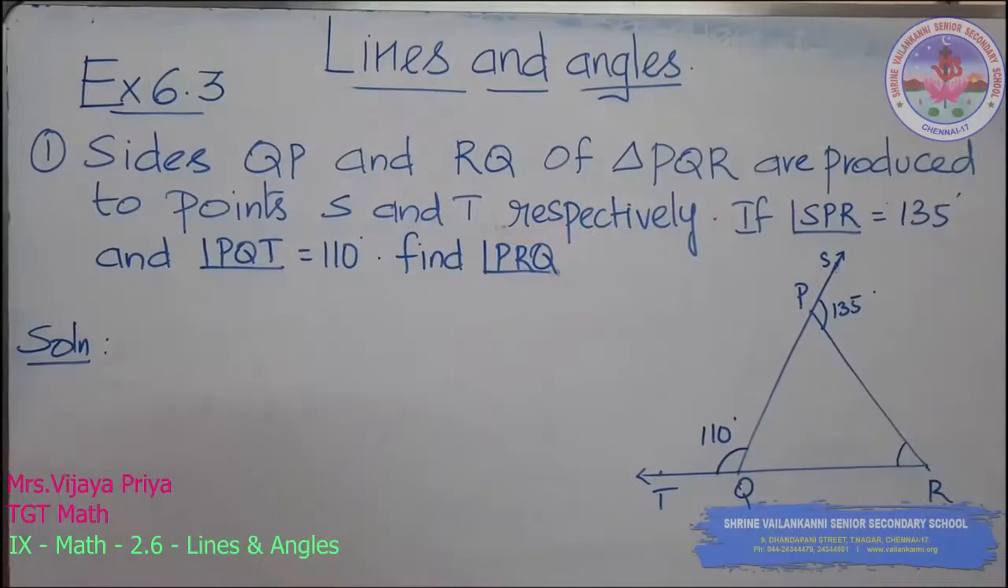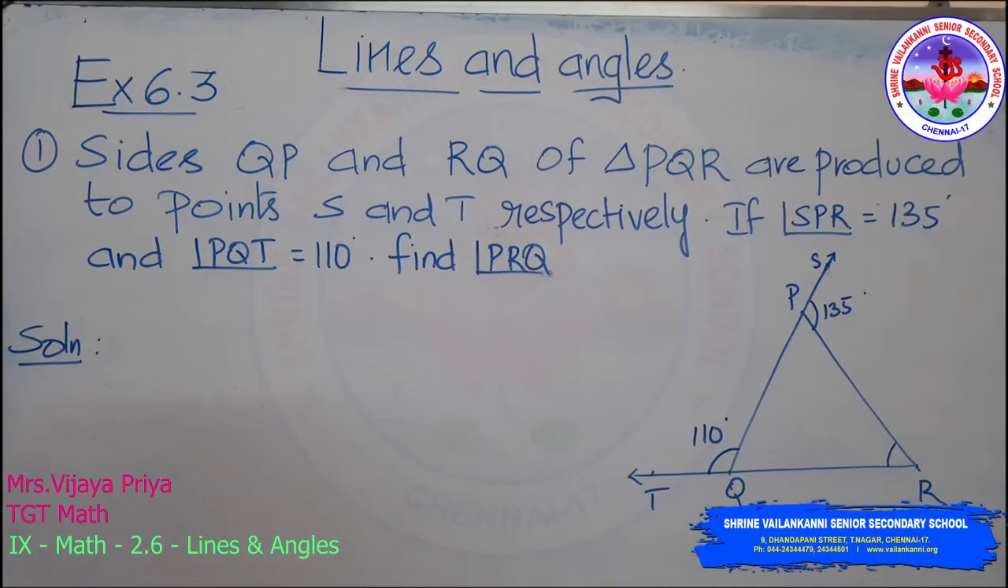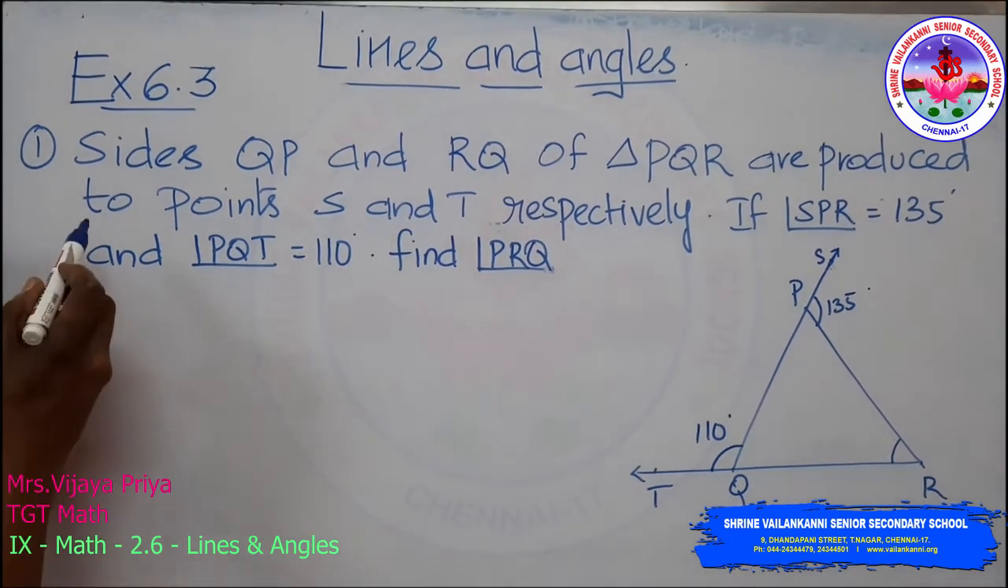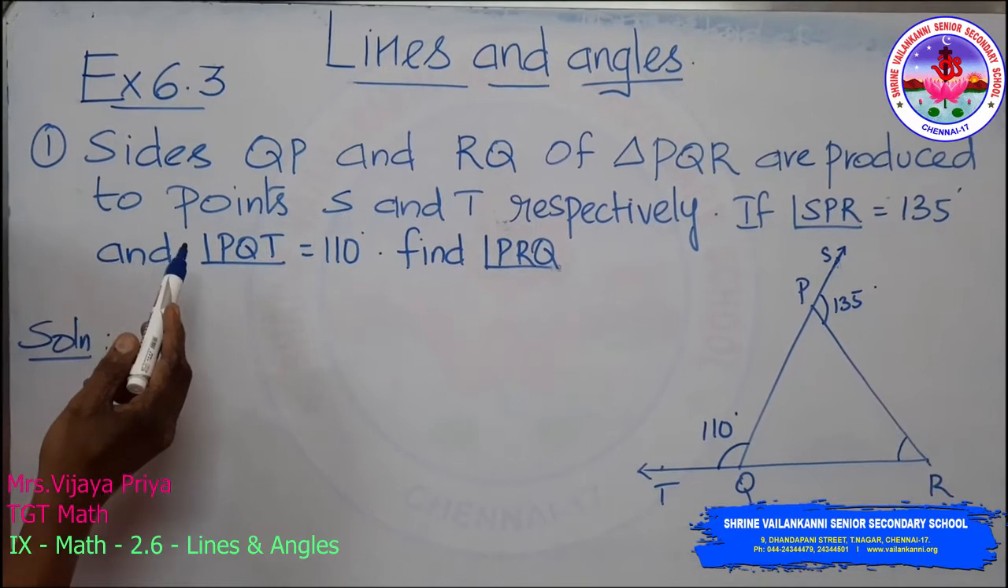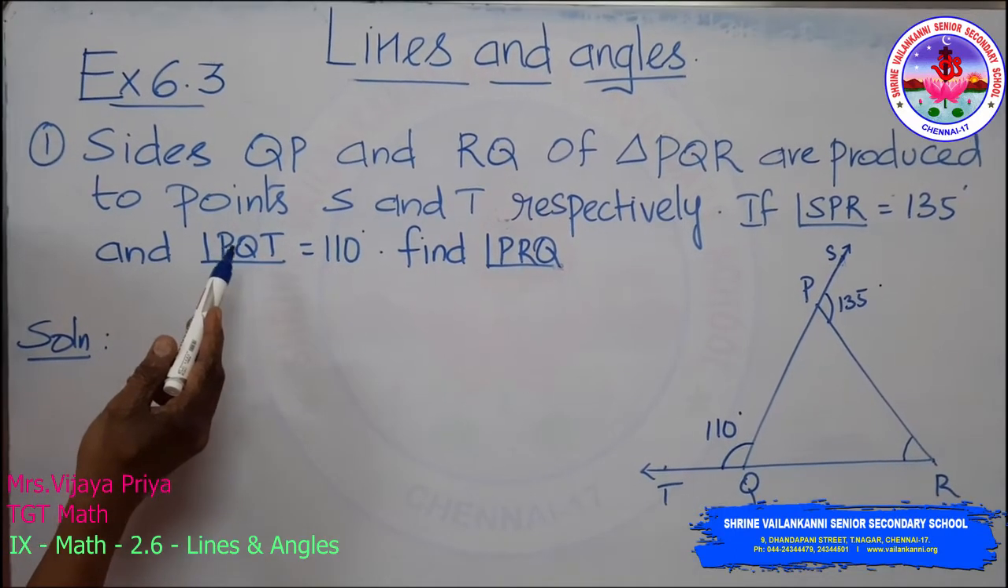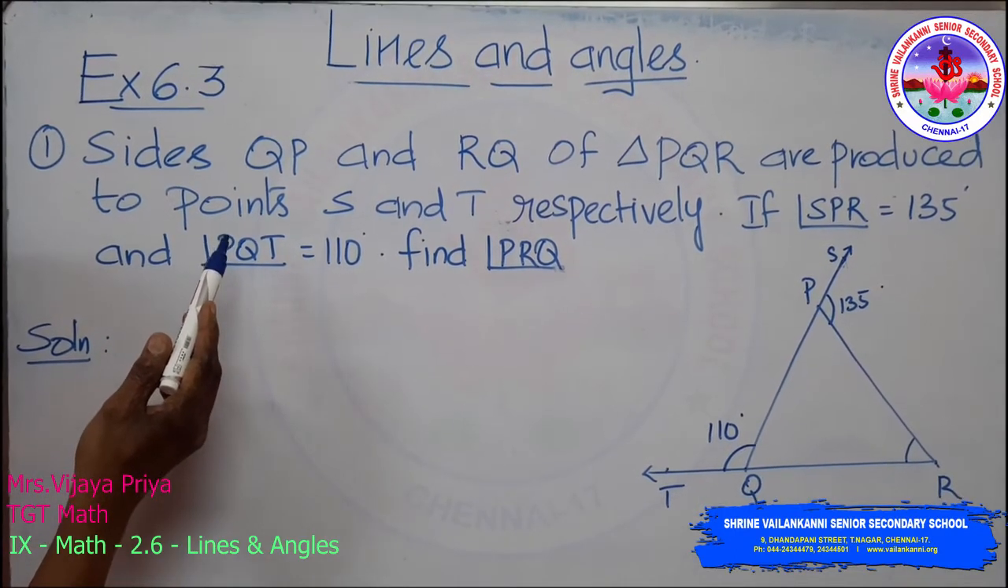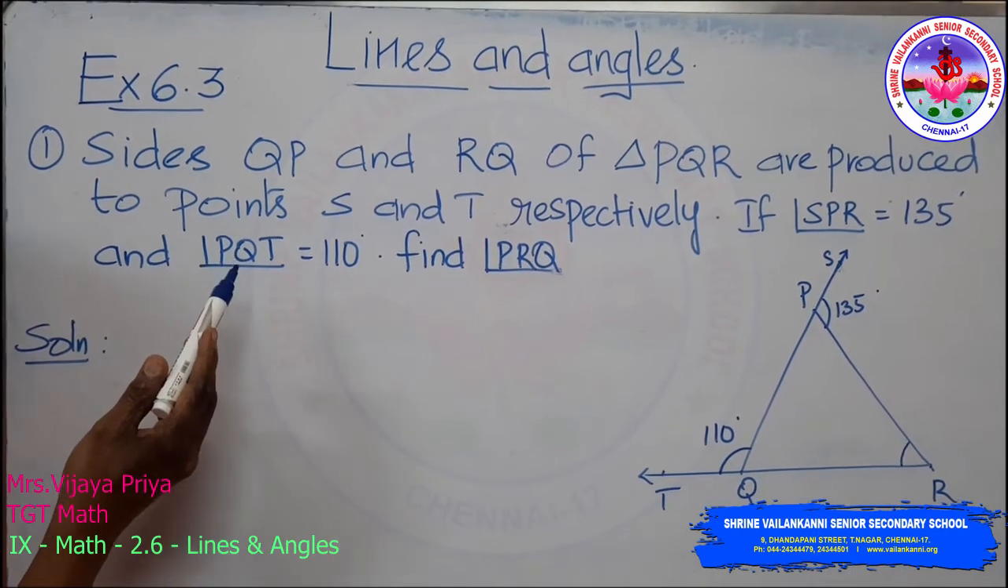Students, today we are going to see exercise 6.3, lines and angles. In this exercise 6.3, we are going to use the angle sum property of a triangle and the exterior angle of a triangle. Using those two properties, we are going to solve the problems in the given exercise.